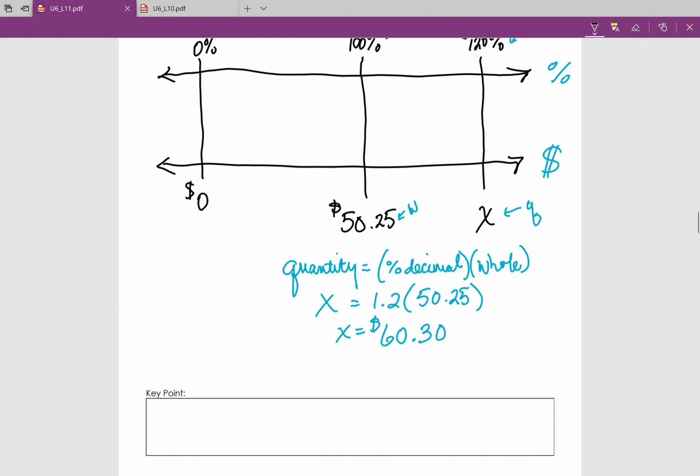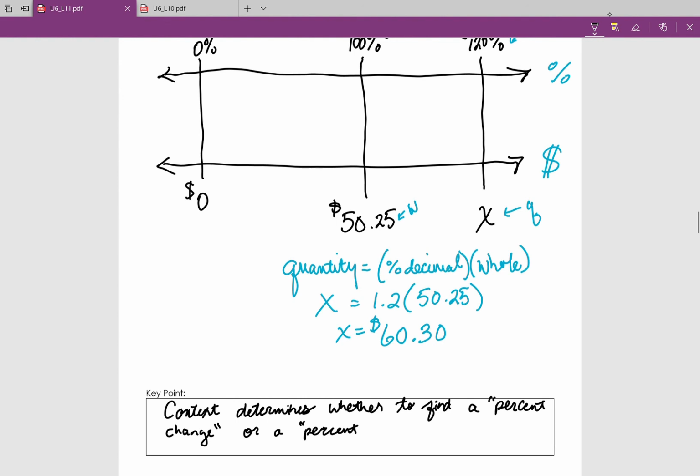So move down to your key point. Let's copy this all together. Our key point today is that context determines whether to find a percent change or a percent of in a real world problem.